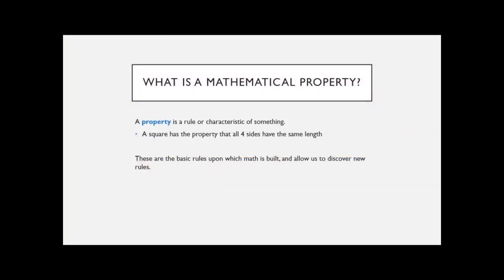When we talk about a property, what does that even mean? It's basically a rule or a characteristic of something. Like a square has the property that all four sides have the same length. That's a rule that makes something a square, but it's also one of the things you can notice about it. These mathematical properties are just rules that we follow that allow us to do everything with math. These are the basic rules that you start with, and from here we can build tons of different things.